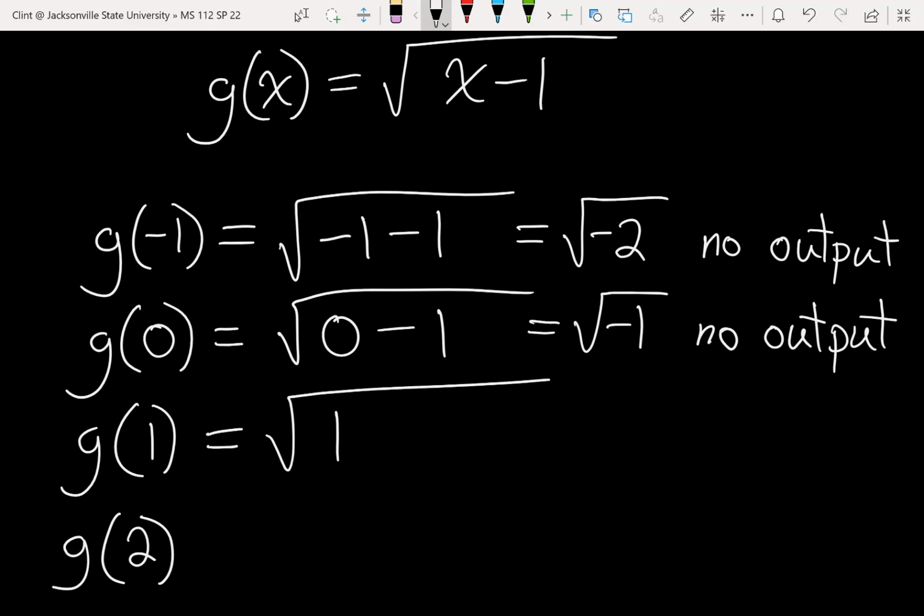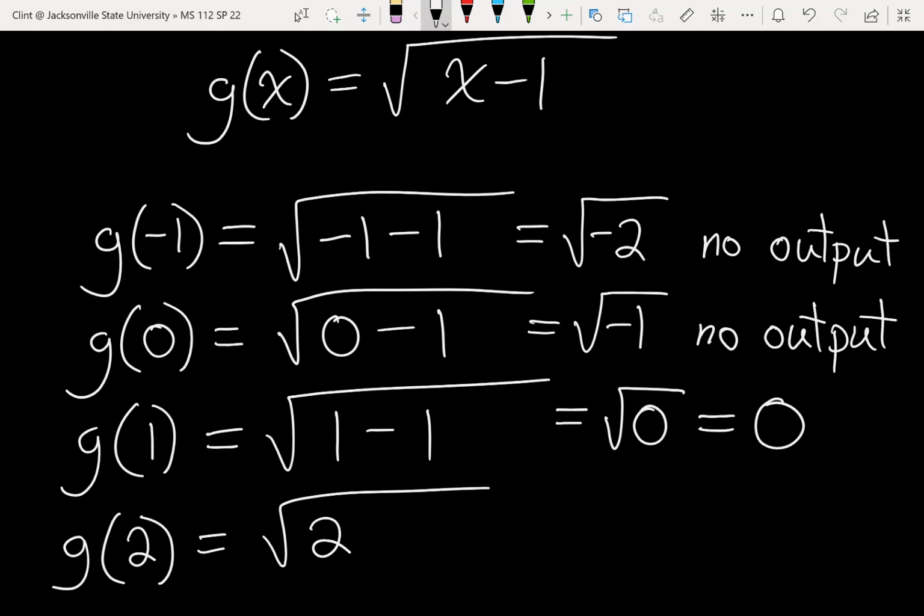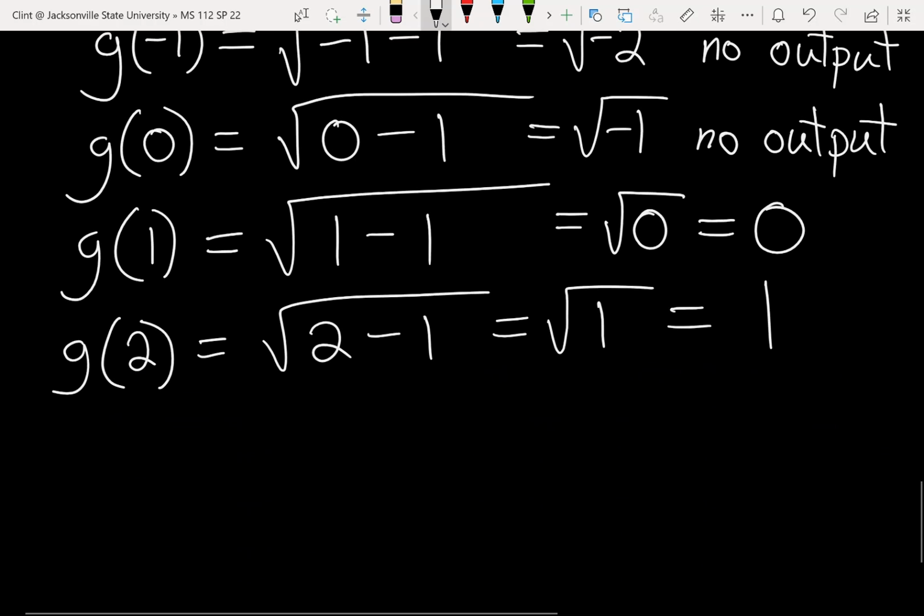If we go down to 1, the square root of 0 is 0, so that one's okay. If we use an input of 1, we get an output of 0. And if we use an input of 2, we end up with the square root of 1, that's 1. That's okay. So let's talk about these situations.